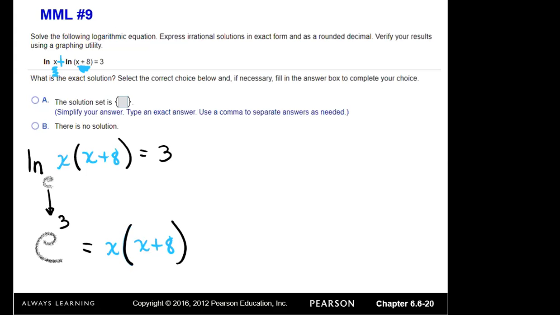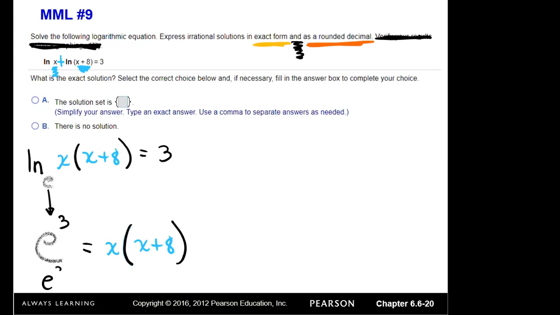Now, way back at the top, it says solve the following logarithmic equation, express irrational solutions in exact form, and as a rounded decimal. And then it says verify your results using a graphing utility. We're not doing that. We don't have graphing utilities. That's a graphing calculator, so not that part. So exact form means they want me to leave it in terms of e.